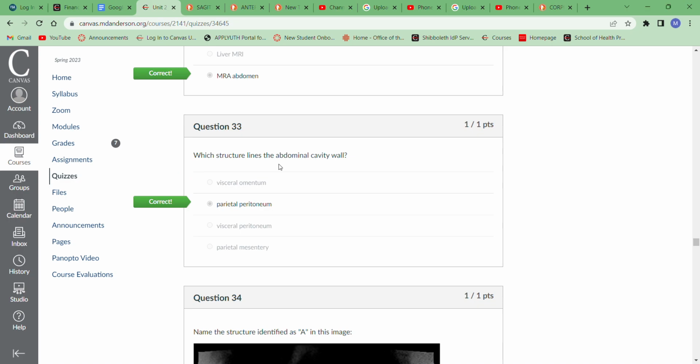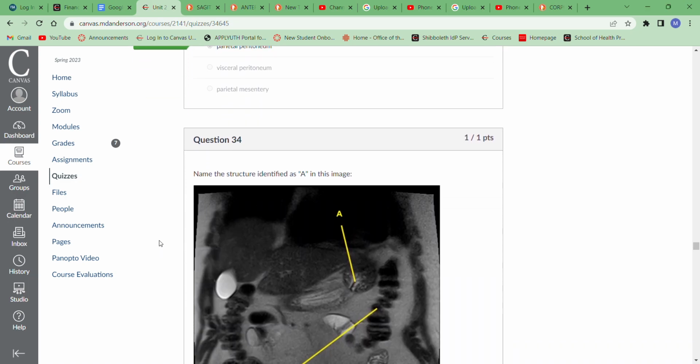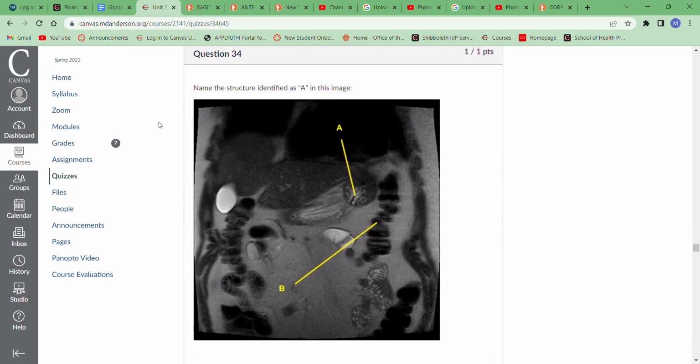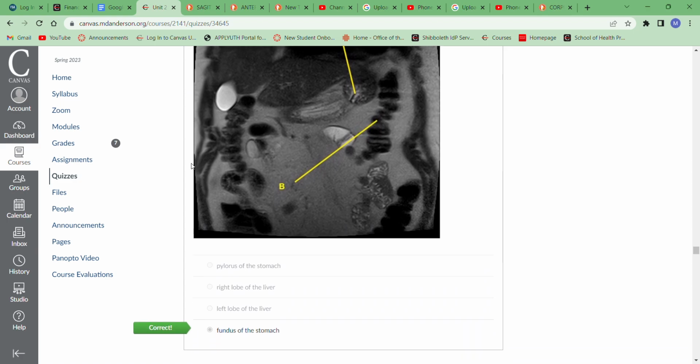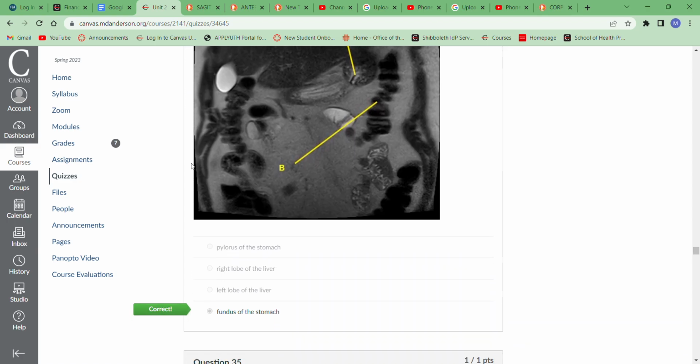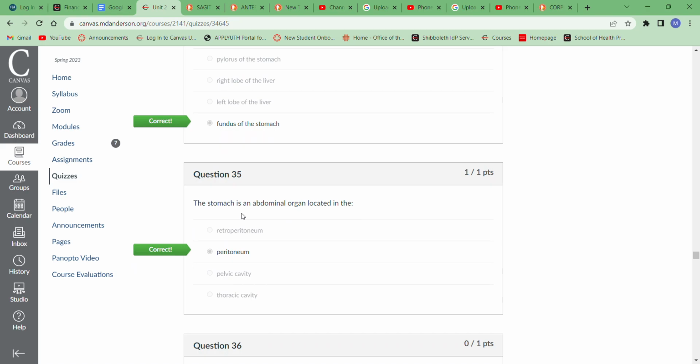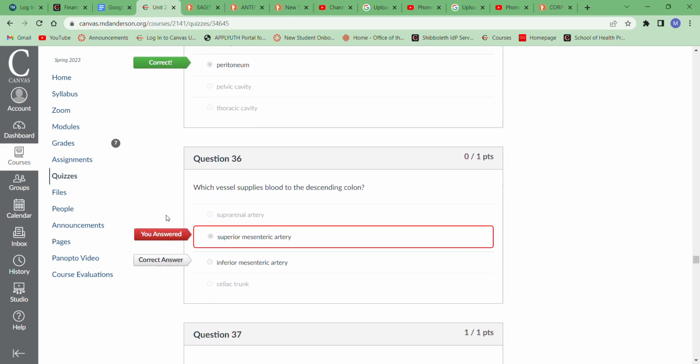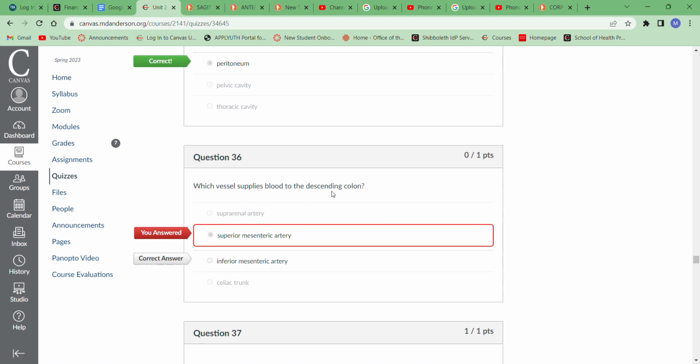Which structure lines the abdominal cavity wall? Parietal peritoneum. You know it's not the visceral peritoneum because that covers the organs. A is the fundus of the stomach. Look at that. How cute. The stomach is an abdominal organ located in the peritoneum. Which vessel supplies blood to the descending colon? The inferior mesenteric artery. It's not a trick question.